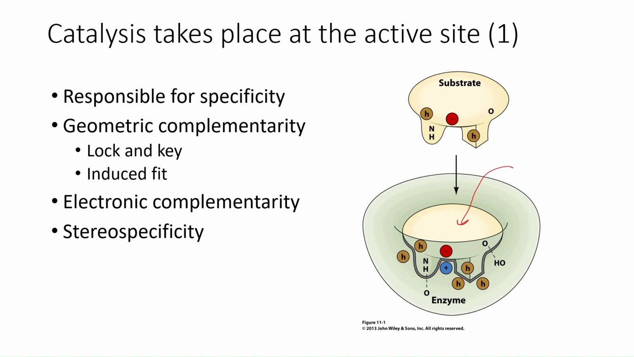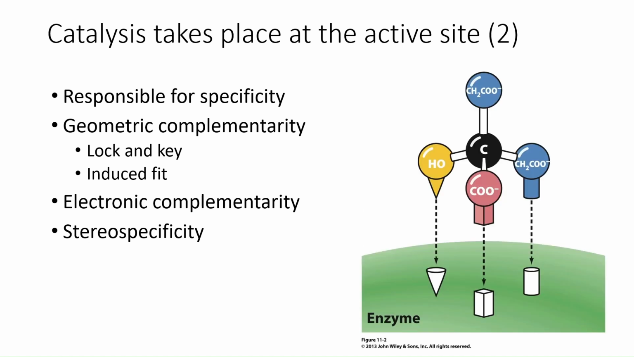And then the last thing that enzymes can do, which is pretty nifty, is that they can be stereospecific, meaning that they're constructed in such a way that they will interact very specifically with one particular configuration of atoms and bonds in a molecule. So let's look at an example of that.